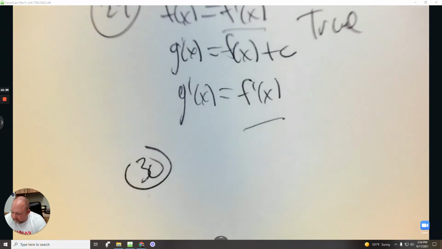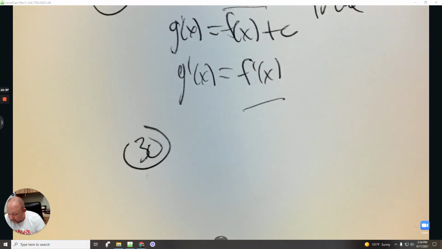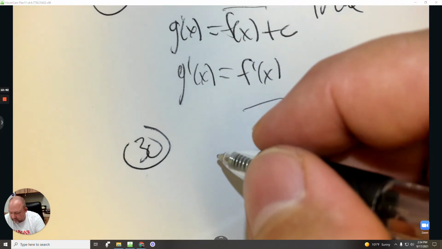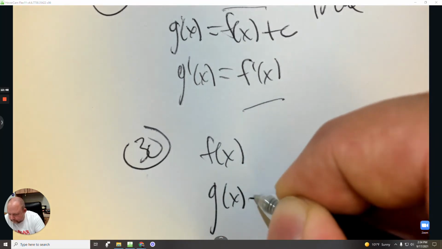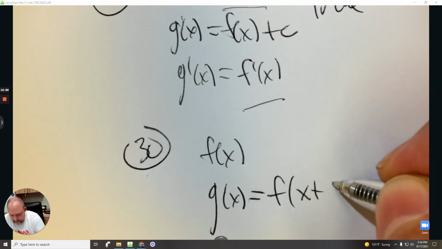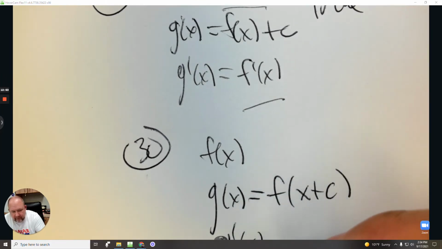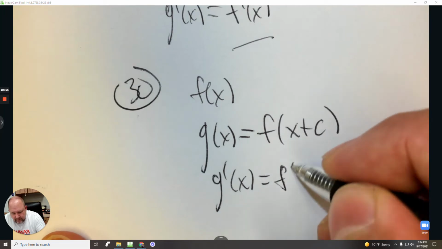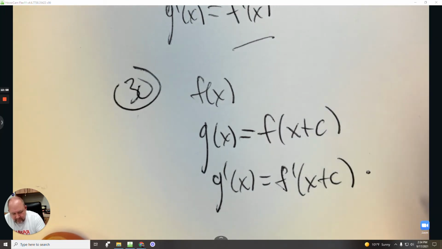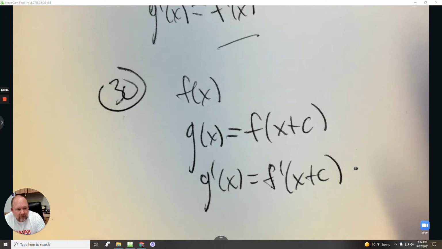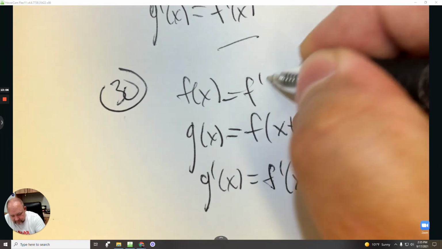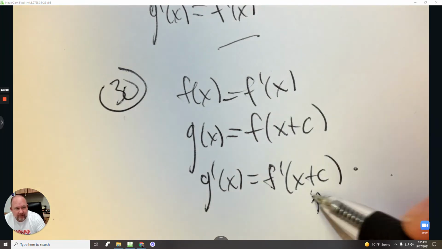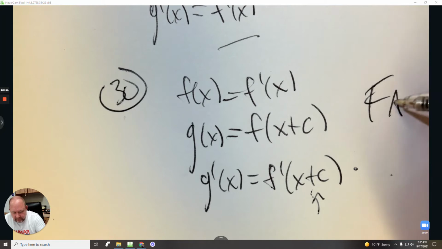The functions that have the same critical numbers. That's not true. So if I take the derivative here, it would be the derivative here, and then times the derivative of the inside. Anyways, that does not equal this. These are not the same. This one's false.